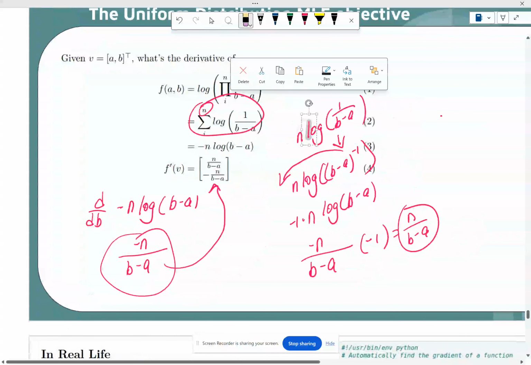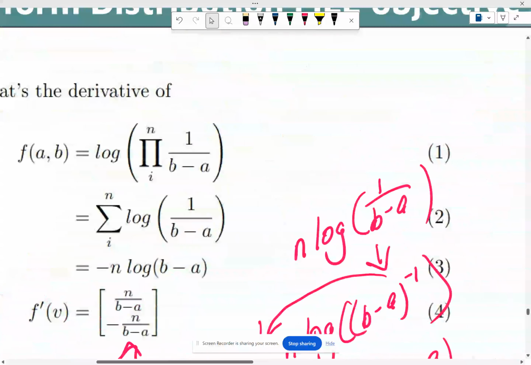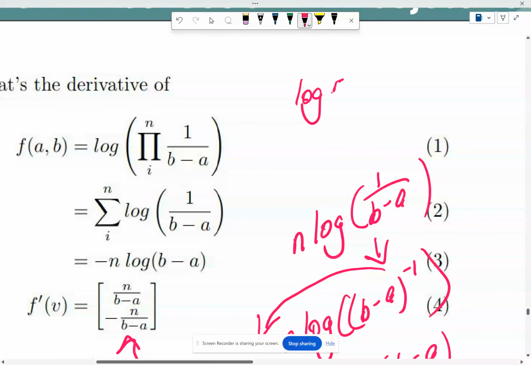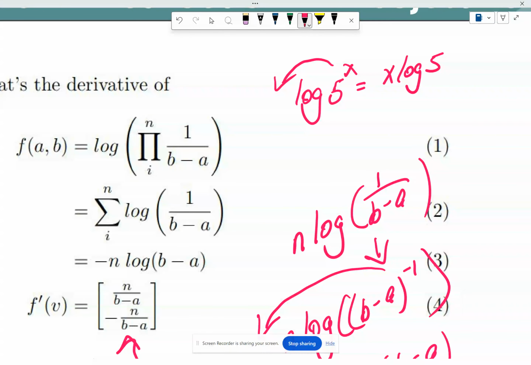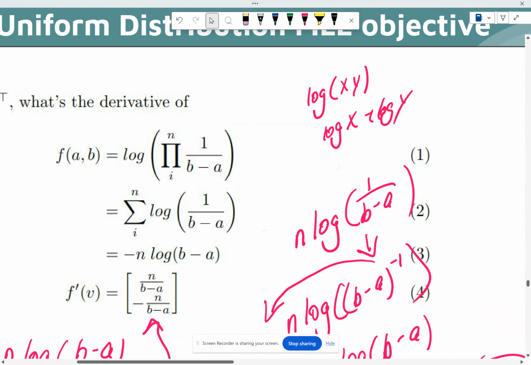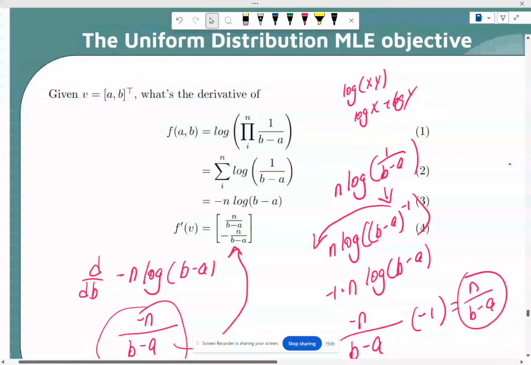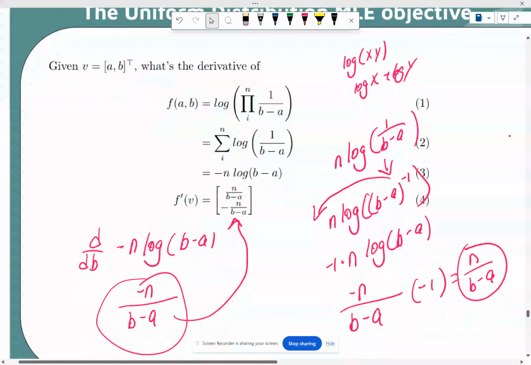There are several log properties here that would really help you. One of which I told you: log of 5x is equal to x log of 5. Like, you can move this down. Another property is that log of x times y is equal to log of x plus log of y. So this is used a lot. So yes, this is not exactly the easiest one to do. Yeah, you would need to know a lot of these log properties.